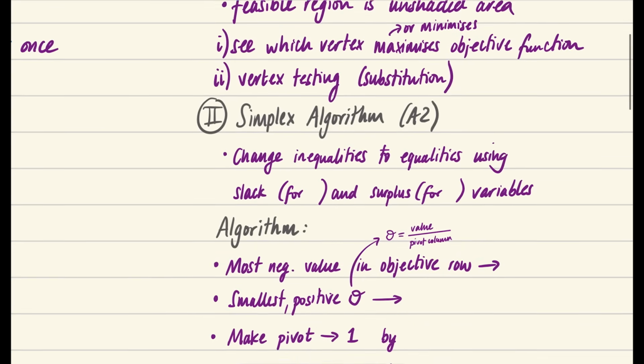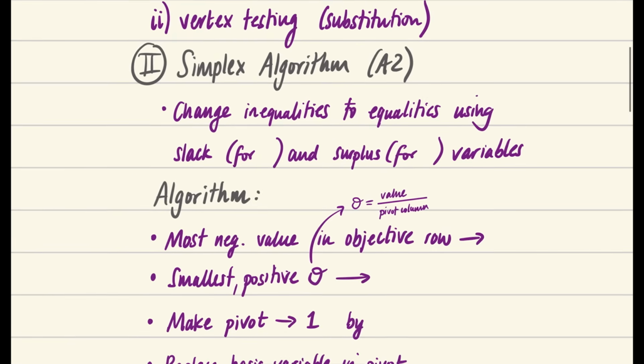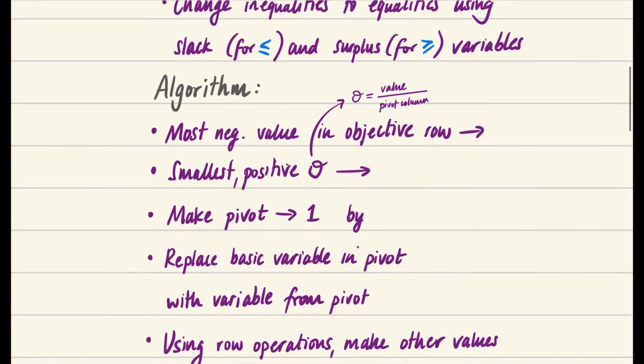Now we're on to the last bit, which is the simplex algorithm, and I would say this is definitely the most challenging part of A-level decision that we've got. So for the simplex algorithm, the first thing that we need to do is change our inequalities to equalities, because it only works for equalities, and we use slack variables when we have inequalities that are less than or equal to, and we use surplus variables for inequalities that are greater than or equal to. When we have surplus variables, that will mean that we have to use the two-stage simplex method. So if we just have slack variables, we can just use the straightforward algorithm.